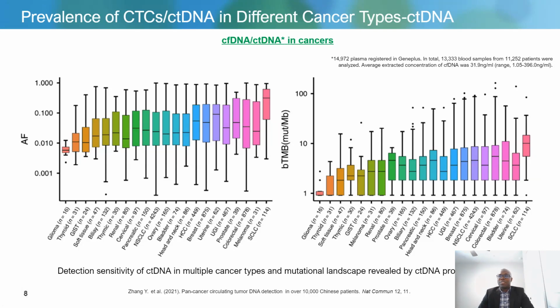So previous studies have shown through research the detection sensitivity of ctDNA in multiple cancer types, and also the mutational landscape revealed by ctDNA profiling. The figure shown above shows that allele frequency of ctDNA mutations varied across different cancer types. For instance, small cell lung cancer, SCLC, exhibited a high allele frequency compared with other types, whereas the lowest allele frequency was observed for cerebral glioma. This is possibly due to the blood-brain barrier.